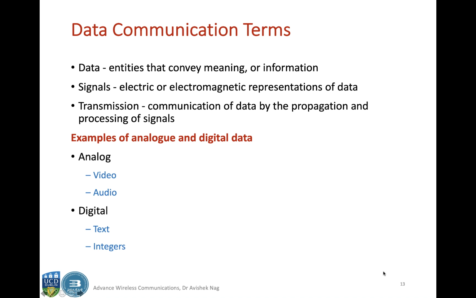So the data again can be analog or digital. Examples of analog data are video and audio, which are inherently analog in nature because they continuously vary with time, whereas digital data is a more discrete sort of data where you have some discontinuities. Examples can be text or integers.